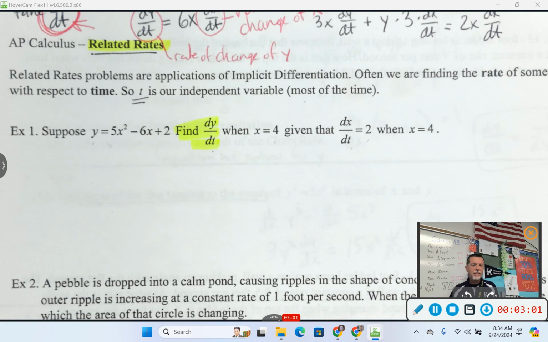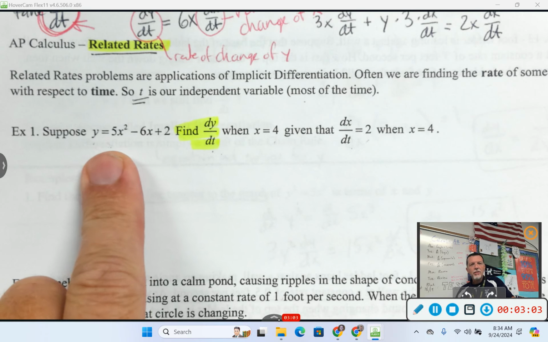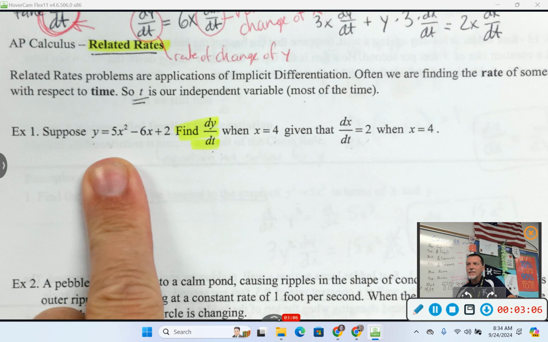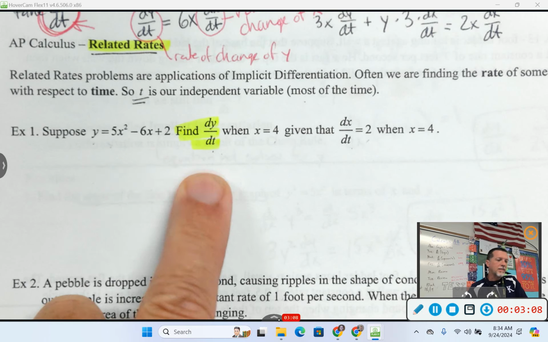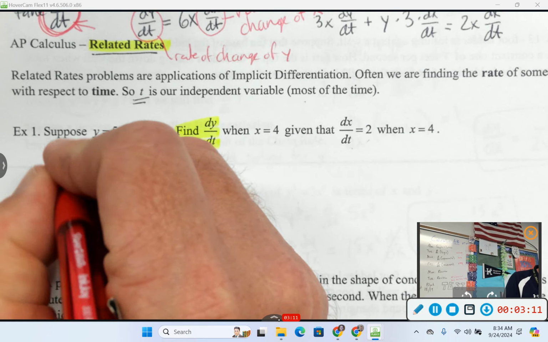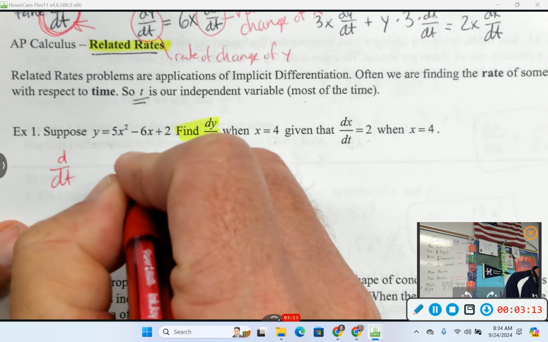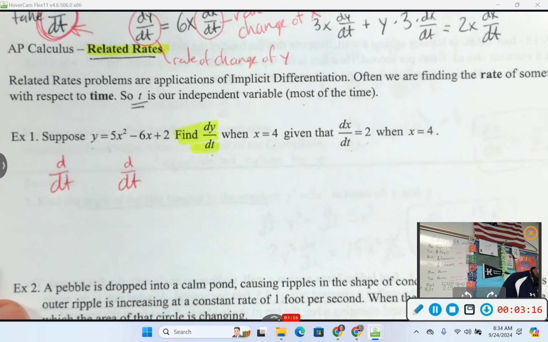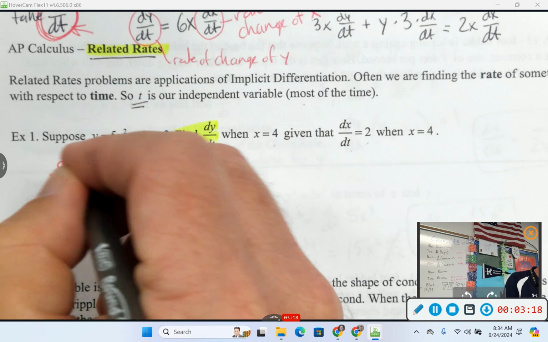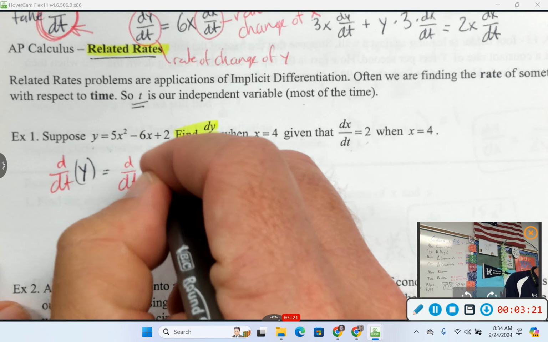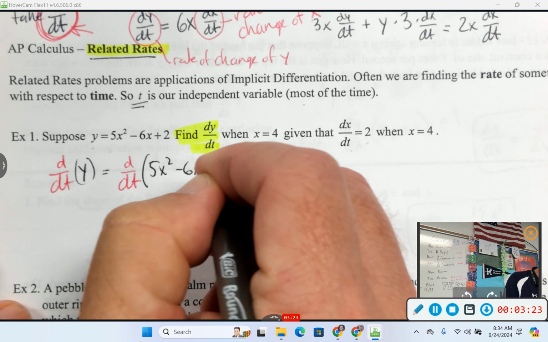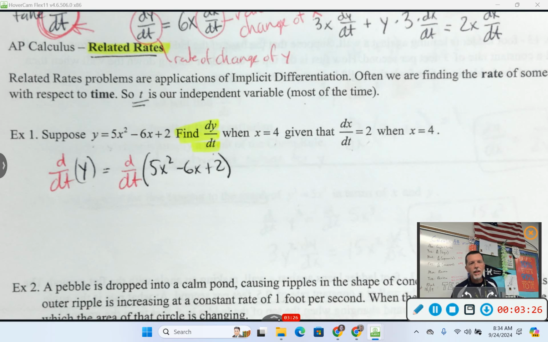So if I want dy dt, I need to take a derivative of this thing with respect to what? With respect to t, so the dy dt shows up. So again, the step that you're probably not going to show very often, but I'm going to take the derivative of both sides with respect to time. I will almost never show that step after this problem. But it's important to remember that's what we're doing.